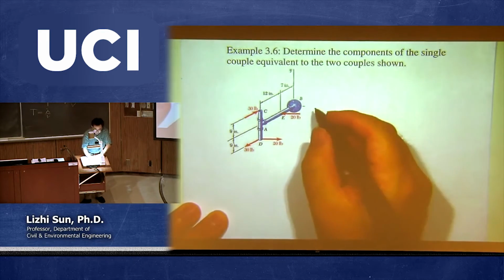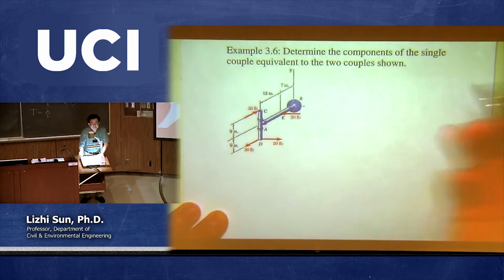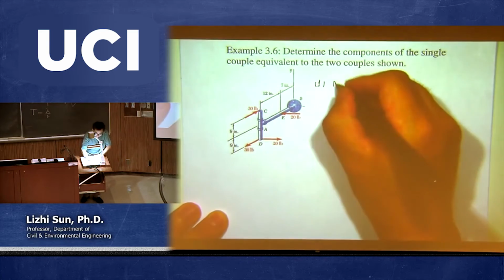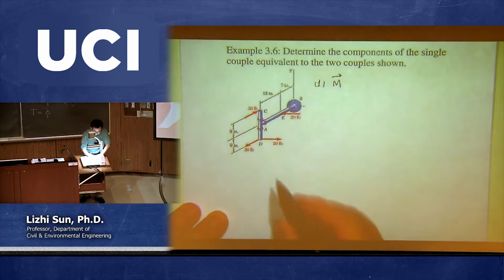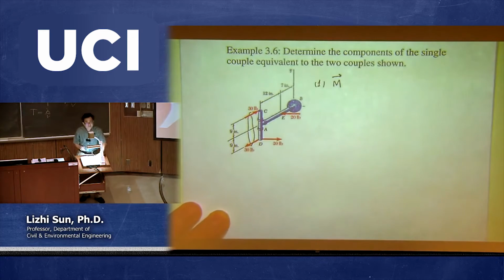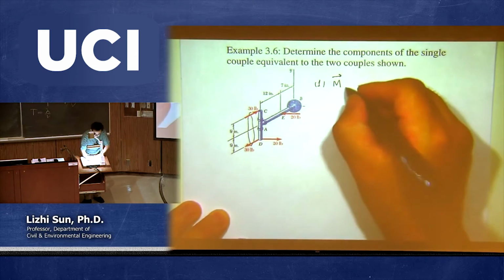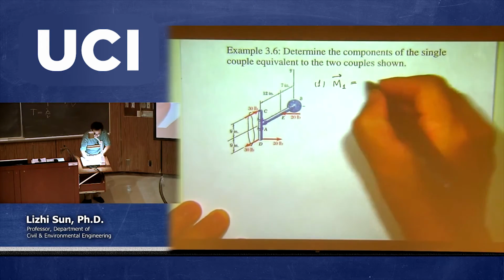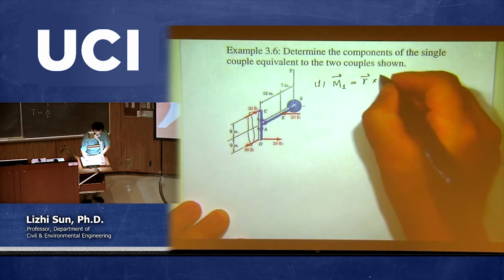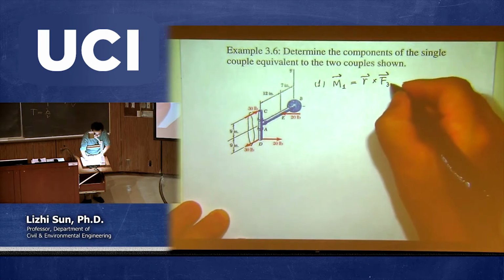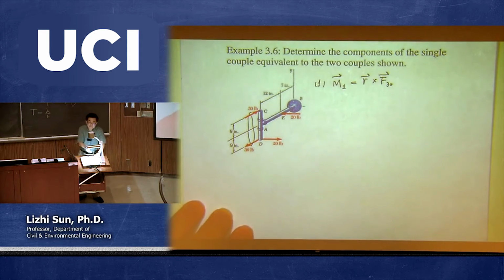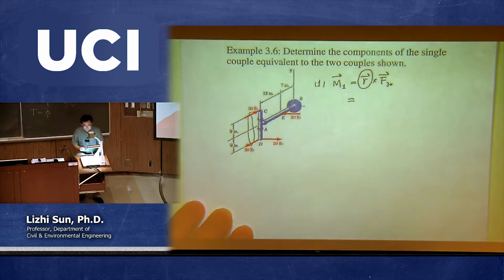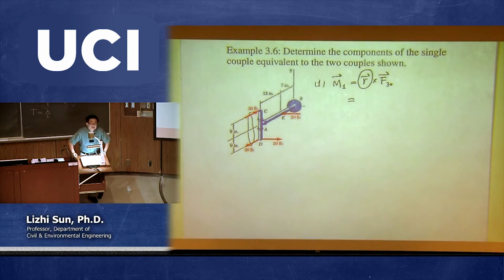So how are we going to calculate the moment of these two couples? Number one, I want to calculate the moment due to these two forces forming a couple. So let's say the moment due to the first one, which is R cross F. This F has 30 pounds as a magnitude, for example. You put the 30 down. Okay? What is R? R is the distance vector.